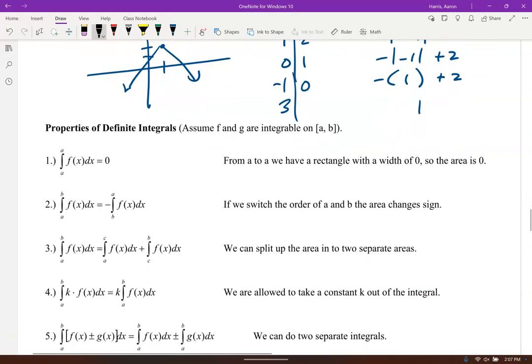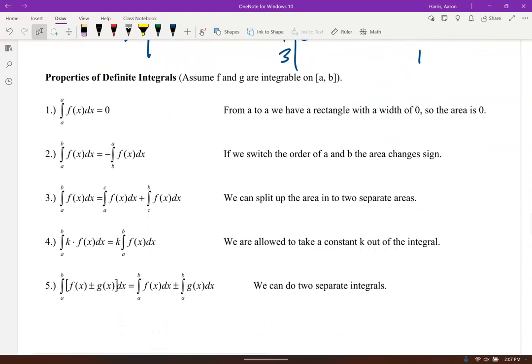So here are some properties we're going to go through, properties of definite integrals. So from a to a of the function, if you can imagine you have some function, whatever it looks like, from a to a. Well, this width is 0. So it's the height times the width. Well, the width is 0. There's no area there, right? That's why it's 0.